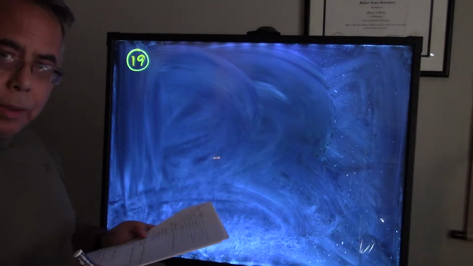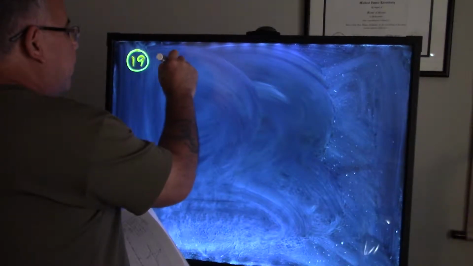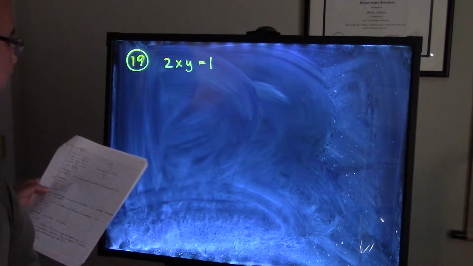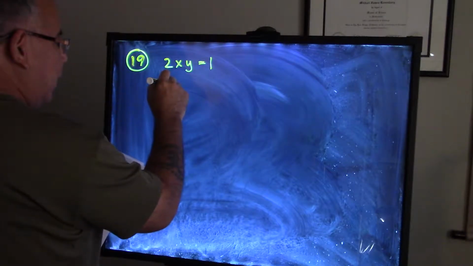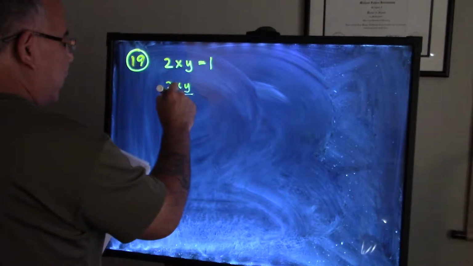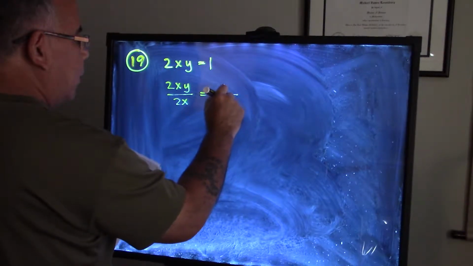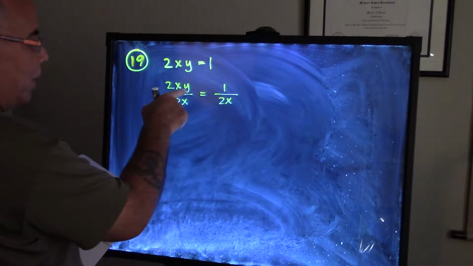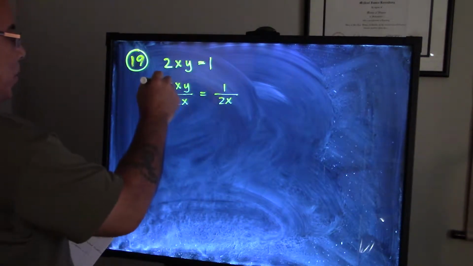Number 19, we have 2xy equals 1. Okay, divide both sides by 2x, because what I want to do is isolate the y on one side. So 2xy over 2x equals 1 over 2x. Dividing both sides by 2x, what you have here is 2x over 2x times y, which is equal to 1 times y, which is equal to y, right? So we cancel these out.